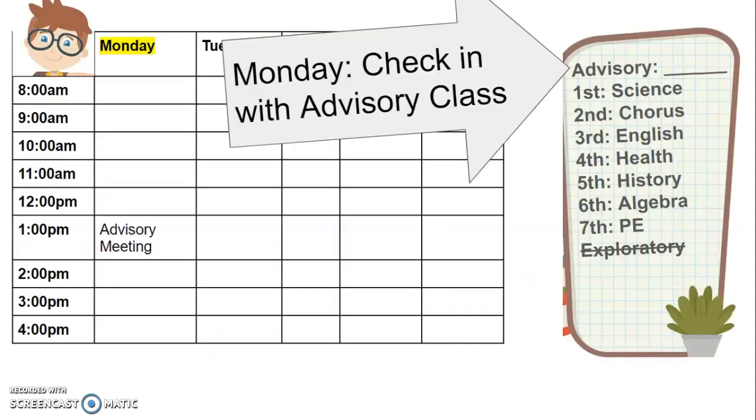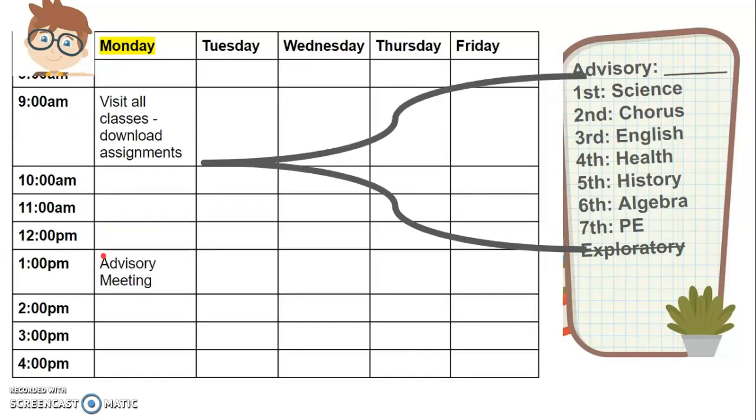So let's say that this student's advisory teacher has decided that 1 p.m. is the time they're going to have an advisory meeting. So he's going to put that into his schedule for Monday. He's also going to put into his schedule at 9 a.m. that he's going to go online and visit all of his classes and download all the different assignments that he has been assigned and look over them and get a feel for what he's being expected to do for the week. And that's kind of what he's going to do on Monday.